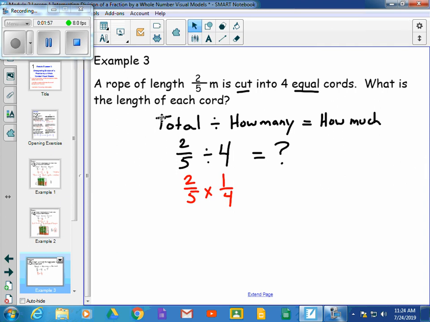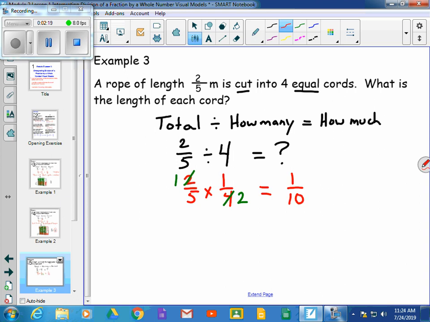Now, can I reduce diagonally? Yeah, I can look at the 2 and 4 and say I can divide a 2 out of those. So if I divide 2 by 2, I get 1. And if I divide 4 by 2, I get 2. I can't reduce the 5 or the 1, so now I multiply straight across. 1 times 1 is 1, and 5 times 2 is 10. So how big is each cord? Each cord is 1/10 of a meter.